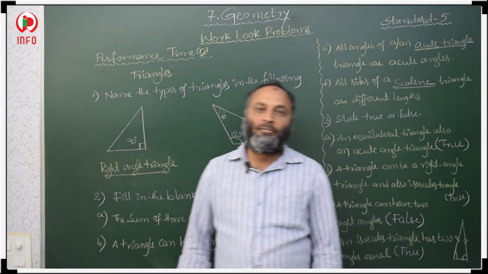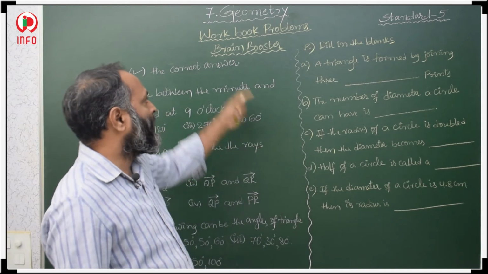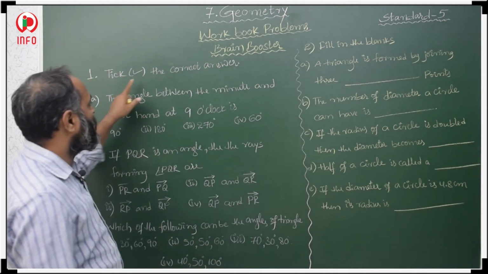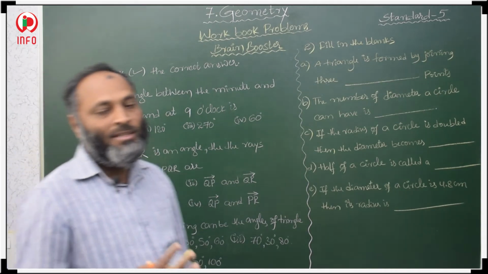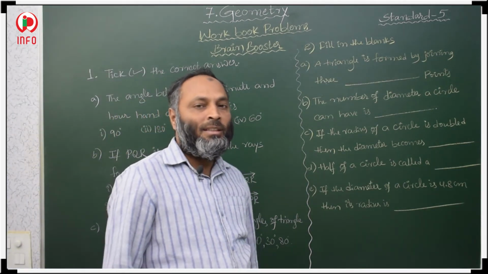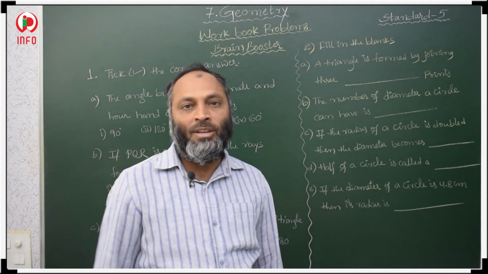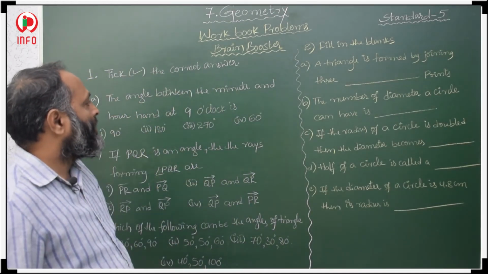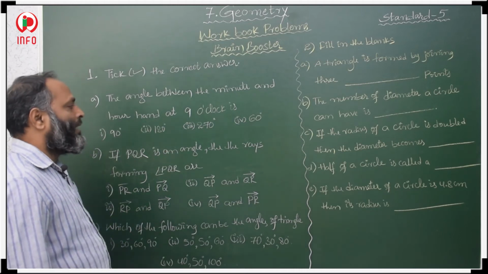Okay, now next, brain booster sums. See here in the brain booster, first question, choose the correct answer. Here four options are given in each question, so in that we have to select the correct one. The first question: the angle between the minute and hour hand at 9 o'clock.